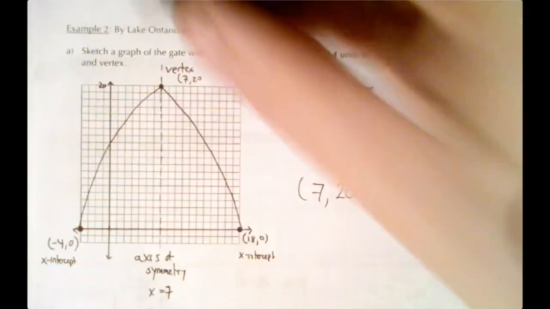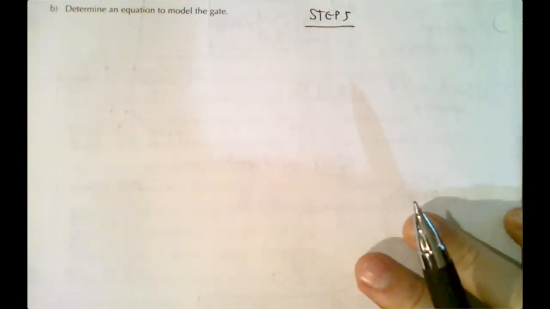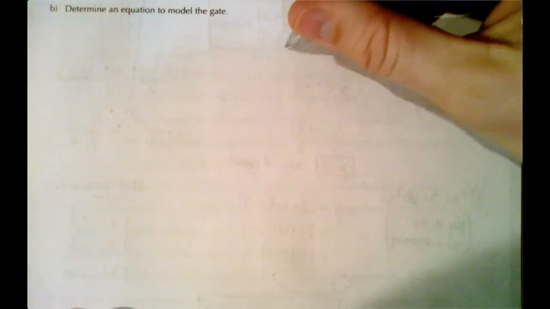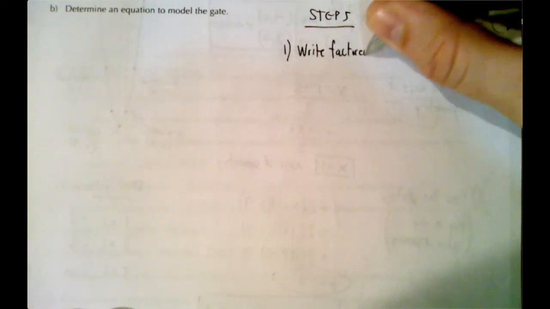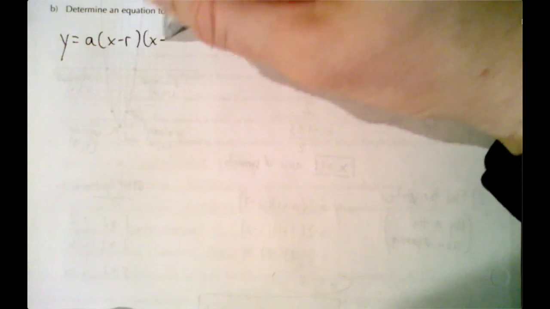Now we can use all of these features to come up with an equation. Well, how do we do it? Well, let's write some steps and then we'll follow along with the steps. Steps. If we wanted to do one in vertex form, we could because we know the vertex. But since this is the lesson about factored form, step 1, write factored form equation. And the factored form equation is y equals a(x minus r)(x minus s).